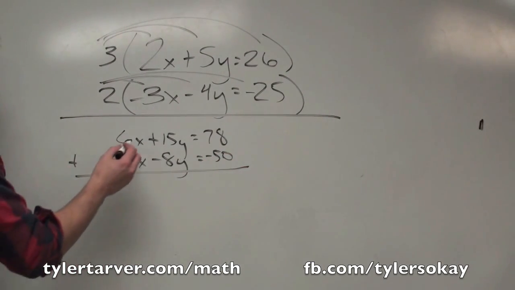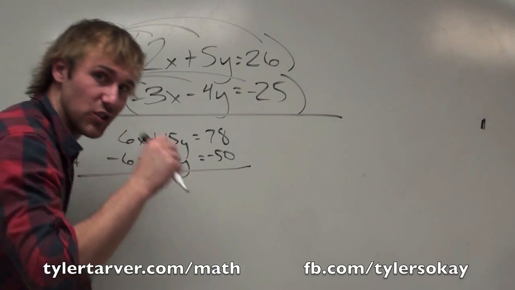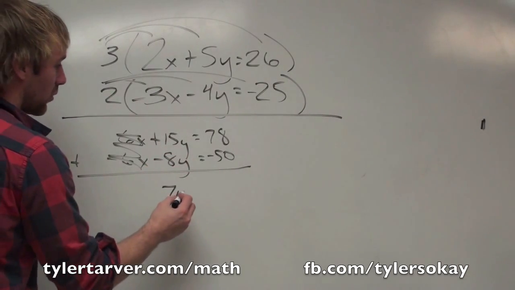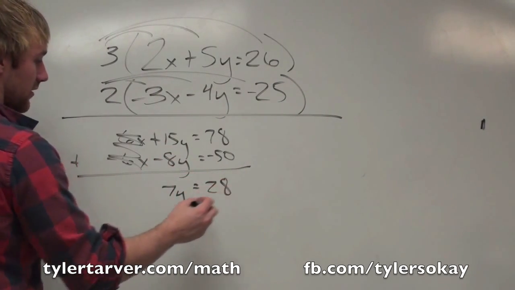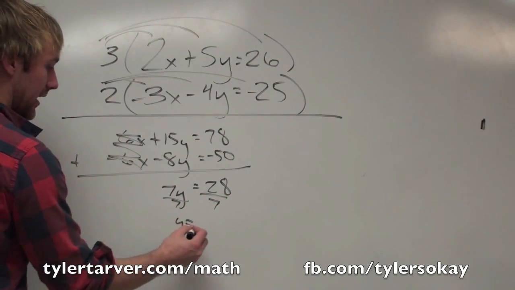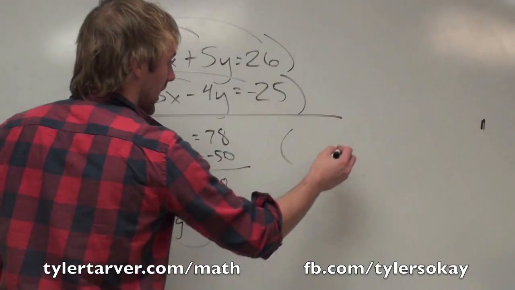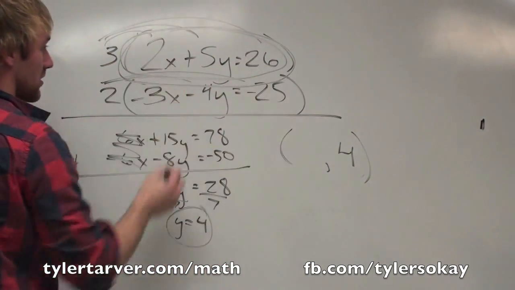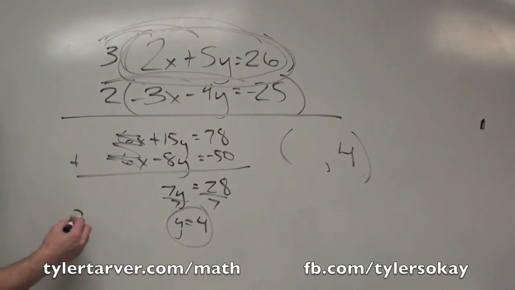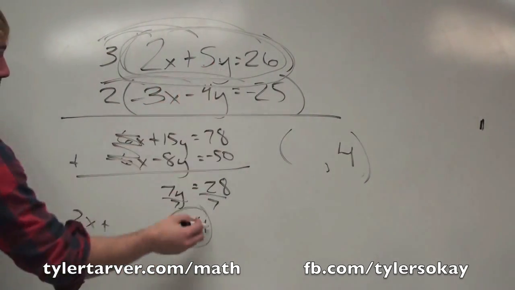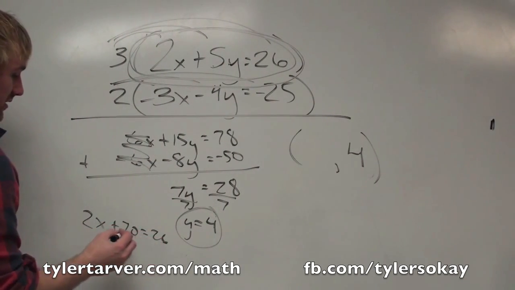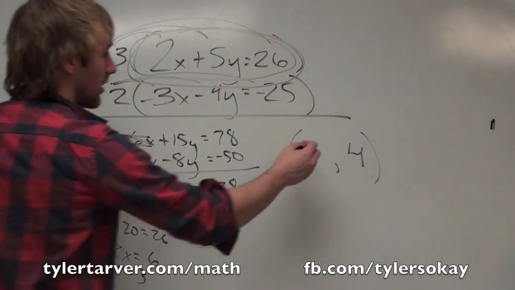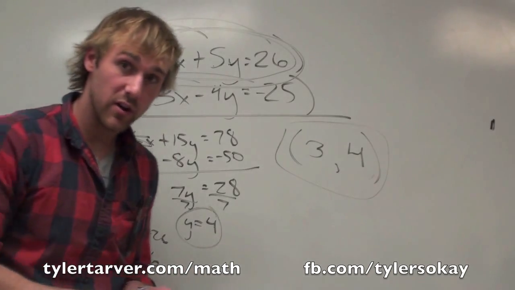Now I add these two together. What's 6x plus negative 6x? Zero. So they cancel out, and that would be 7y equals 28. Divide by 7, y equals 4. So I've got the y. To find the x, I just plug that into either of these equations. This one looks prettier because there's no negatives, so plug in 4. It'd be 2x plus 5 times 4, which is 20, equals 26. Minus 20, and then divide by 2, x equals 3. These two lines cross at the coordinate 3, 4.